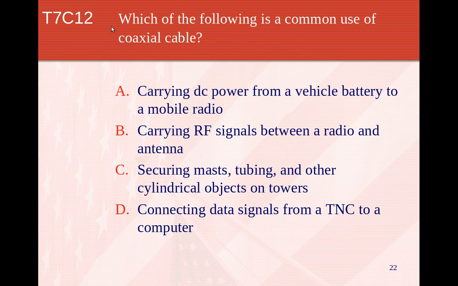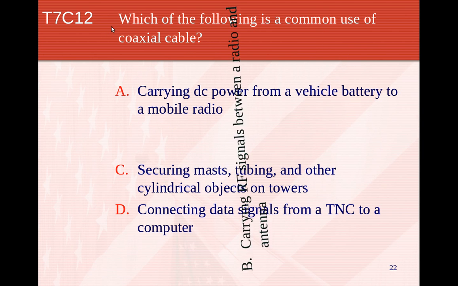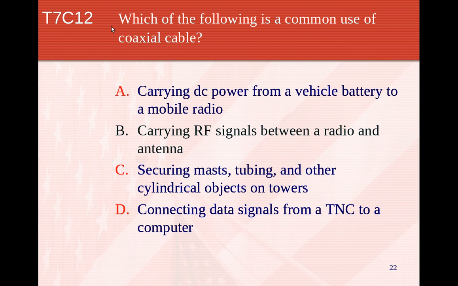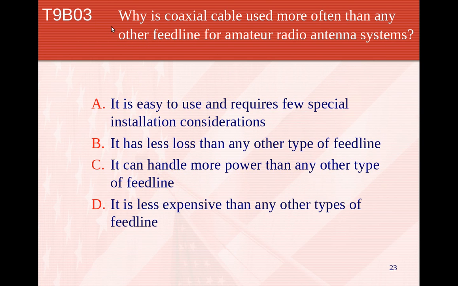Which of the following is a common use of coax cable? Carrying RF signal between the radio and antenna. Why is coax cable used more often than any other feed line for amateur radio antenna systems? It's easy to use and requires few special installation considerations, unlike ladder line. Ladder line, you can't get it near any type of metal, and there's a lot of considerations that you have to do. But coax is very easy to use.